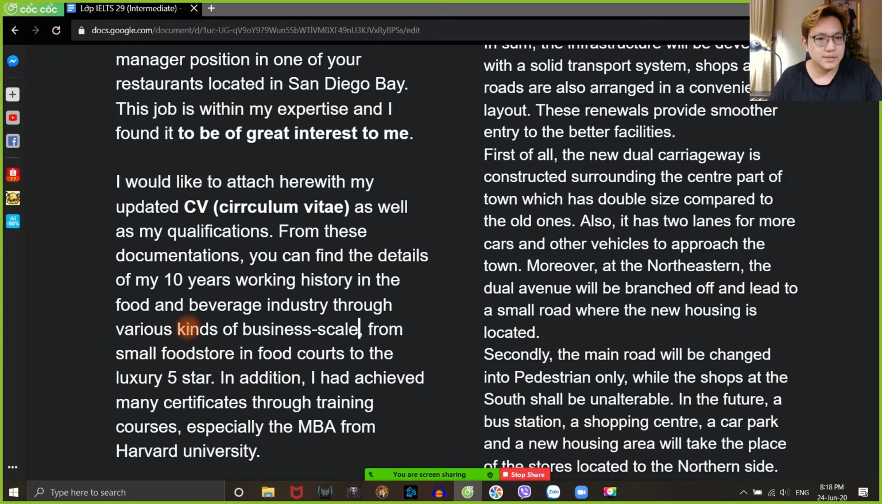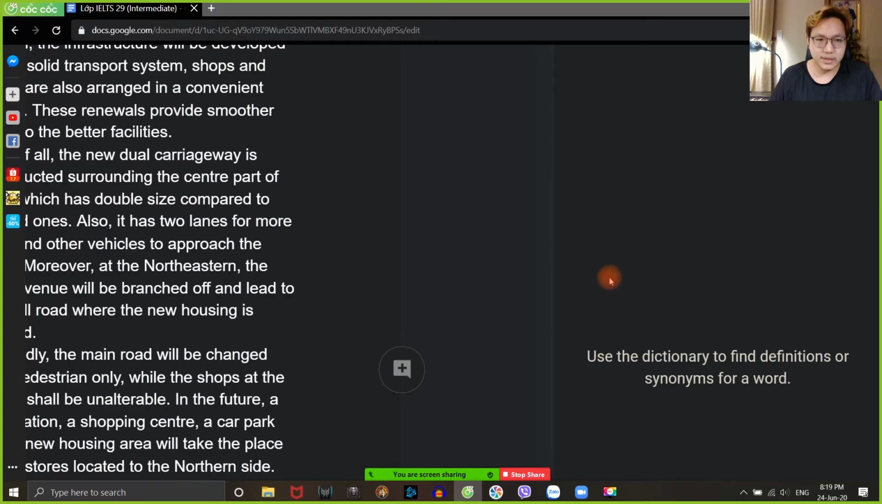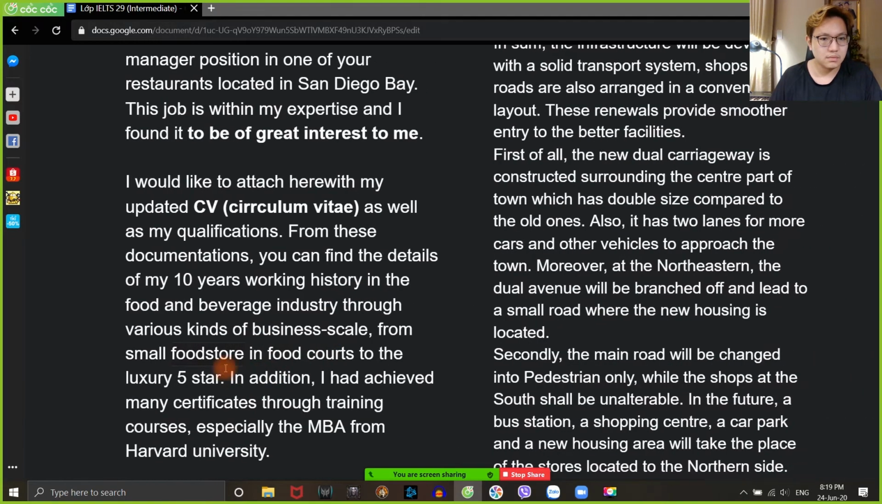Okay, through various kinds of business scale, from small food store in, I think food store. Food store, is it the same? Is it together? It's not together, I think. That one is a hotel. Yeah, I think it's separate.